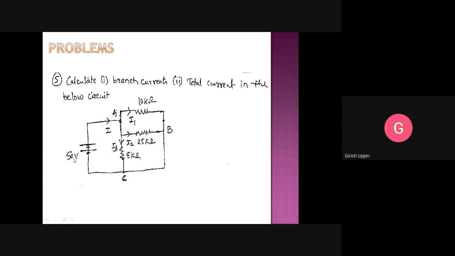So we have a 50 volt supply, and this is 10 kilo ohm, means 10,000 ohm. This is 25 kilo ohm, that is 25,000 ohm, and this is 5 kilo ohm, 5,000. So if you want, you can use this resistor as 10,000, 25,000, and this one is 5,000. And current in the 10 kilo ohm is I1, this is I2 and I3.